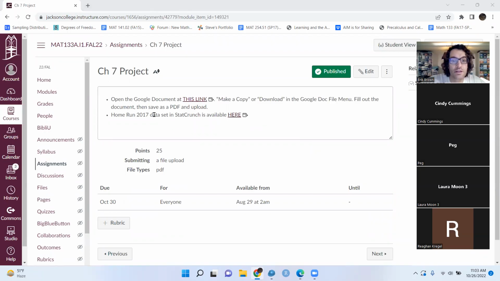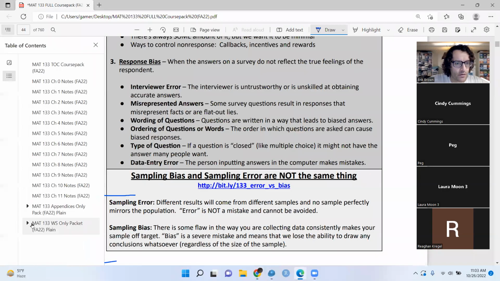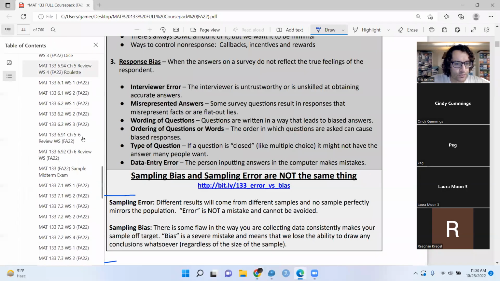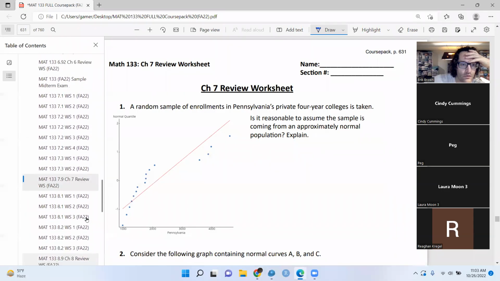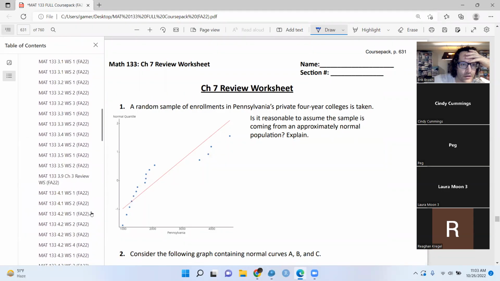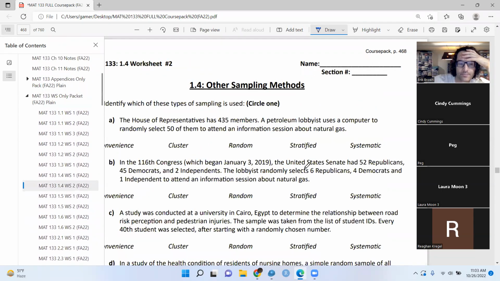So today it's the Chapter 7 project, which is all digital, and then the Chapter 7 review, which is page something or another. I can get us that page. Chapter 7 review. There we go. Yep, page 631, and then the 1-4 worksheet, which I think is worksheet number 2, which is page 468 and 469.